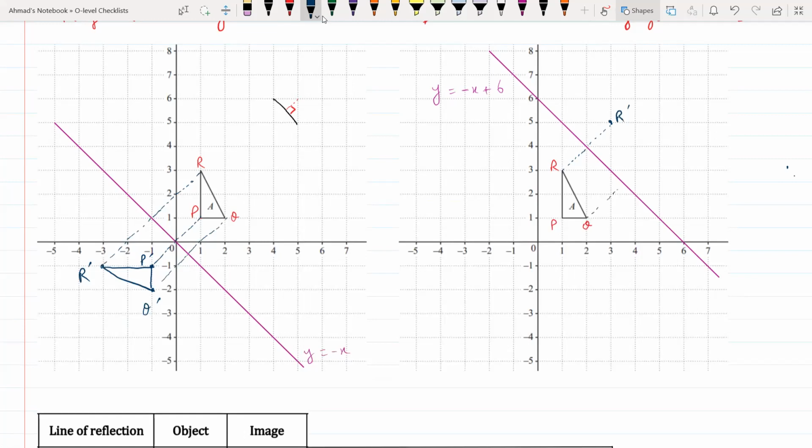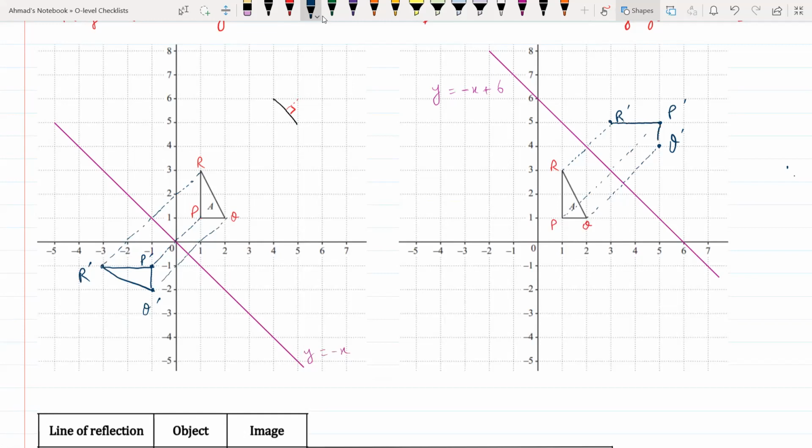Q is 1 box and then 1.5 box. So half box here and another box here. That is your point Q dash. For P, that's 1 and 2 boxes. So you go 1 box and 2 box here. That's your point P dash.